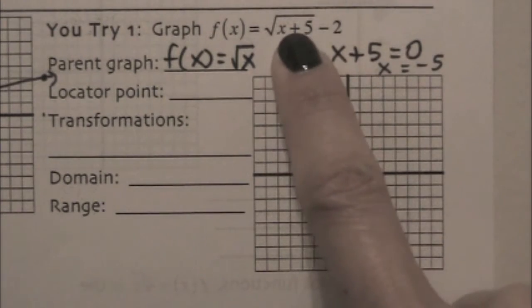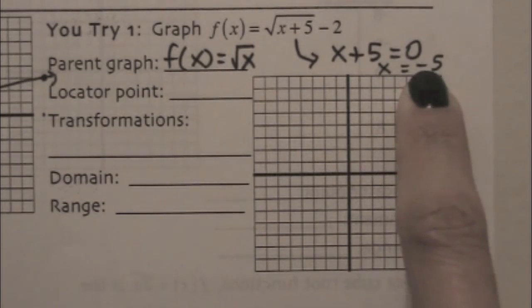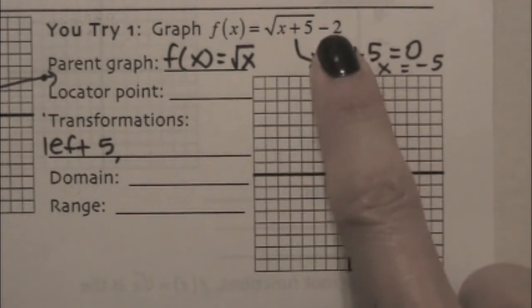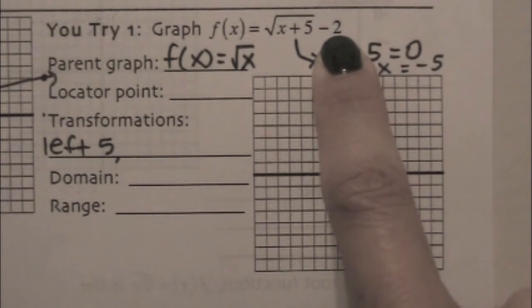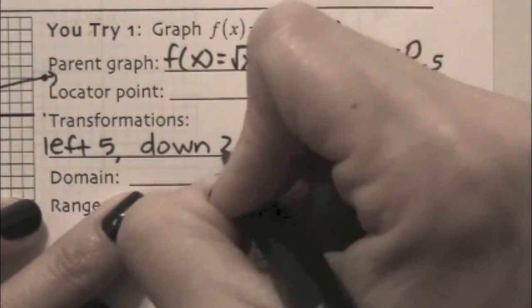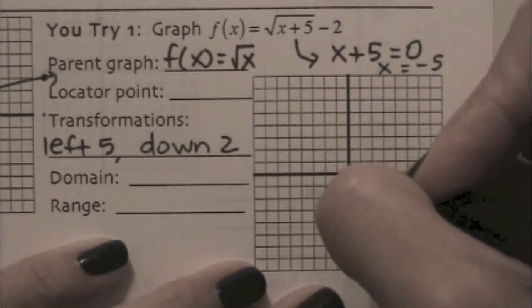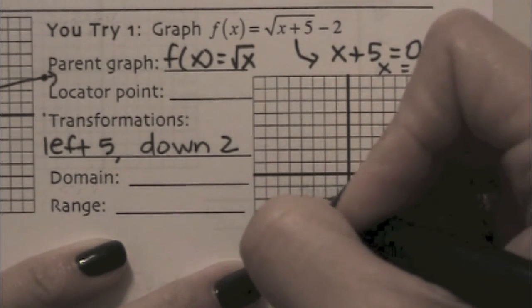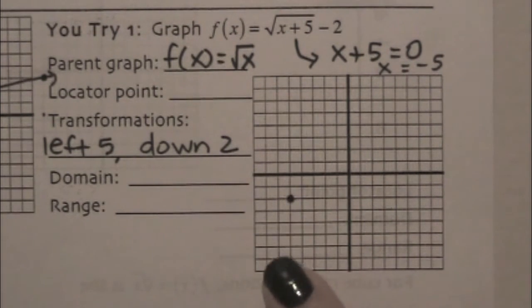Because any numbers, again, with the x, it's going to be a horizontal shift. Because this ends up being a negative 5, it's going to shift left 5. And then the number that's outside of the square root, that's going to be a vertical shift. So because it's a negative 2, we're going to go down 2. So we're going to take that locator point that always originally starts at 0, 0, move left 5, and down 2.